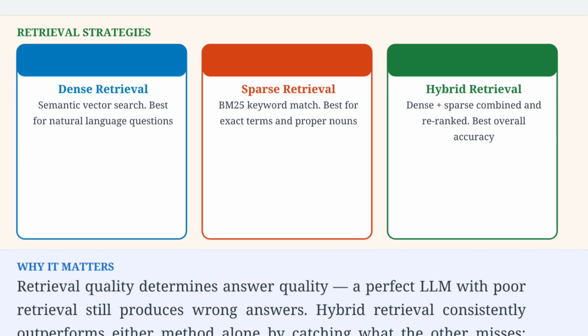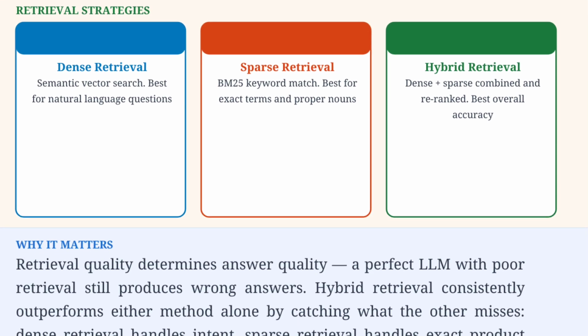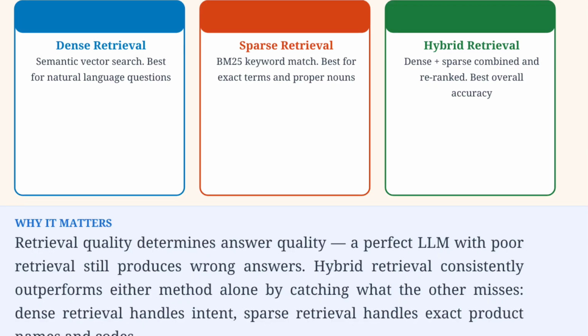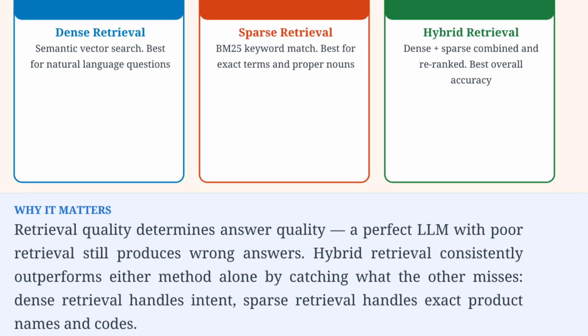Here is a real example. Someone asks, what is the Article 7 clause of the contract? Dense search might miss the exact clause reference. Sparse search finds it immediately. Hybrid gets you both the exact clause and the surrounding context. Best overall accuracy every time. So the production choice should be hybrid retrieval.